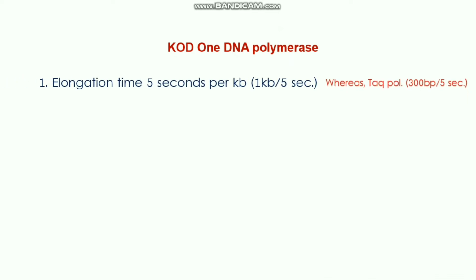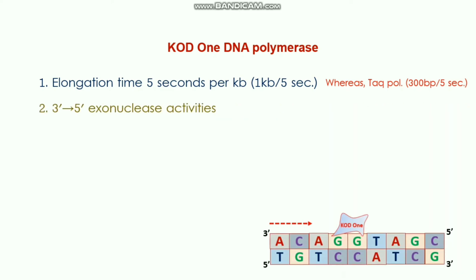The main feature of this KOD1 DNA polymerase is the elongation rate: around 1 kb amplification it can amplify in 5 seconds, whereas the Taq polymerase can amplify only 300 base pairs in 5 seconds. So the Taq DNA polymerase is 3 times slower than the KOD DNA polymerase.